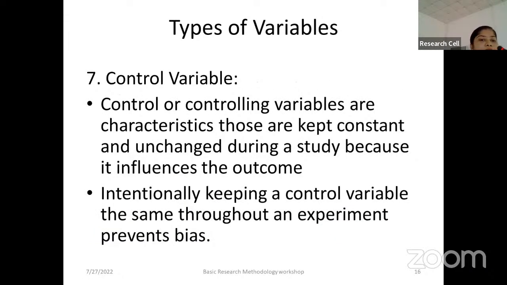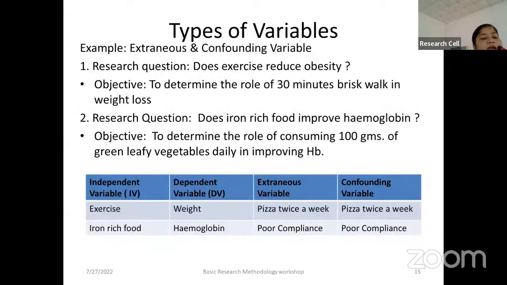Then control variables. These controlling variables are characteristics that are kept constant or unchanged during the study because they influence the outcome. Like we can just take the earlier example. We can have this poor compliance as a control variable. We need to control it. So rather, your extraneous or confounding variable can be acting as a control variable. We need to tell the participant, at this date, at this time, you are supposed to eat whatever we are telling you to eat. So it should be controlled because it has some effect on the cause and effect relationship.